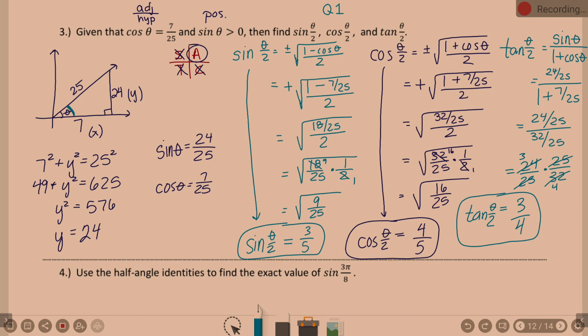Those are the half angle identities. That wasn't too bad. Is the next one bad? I don't know, I don't remember. The next one isn't too bad once we get into it. We just have to get into it. Okay, one more example.